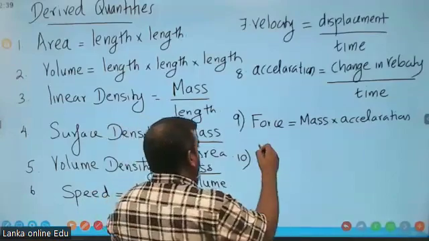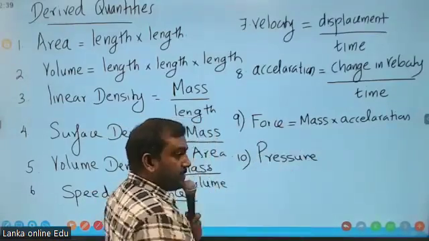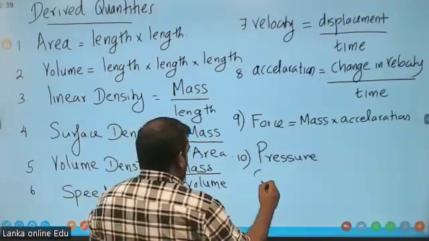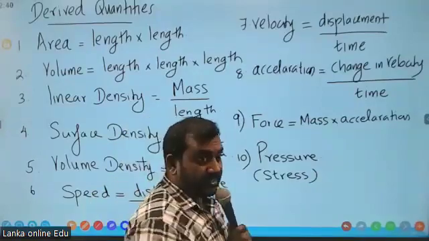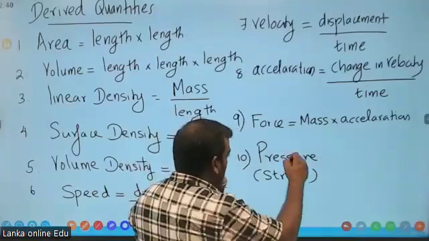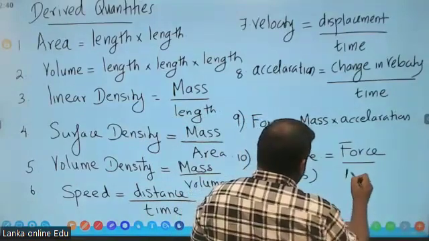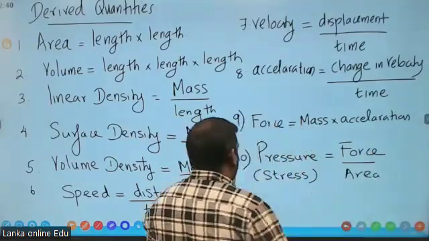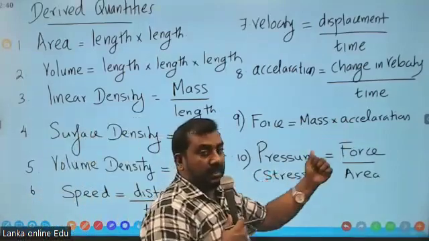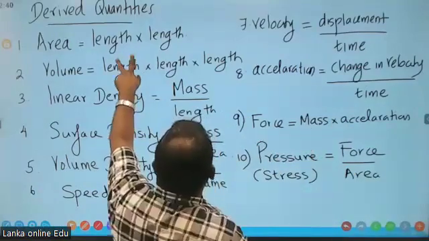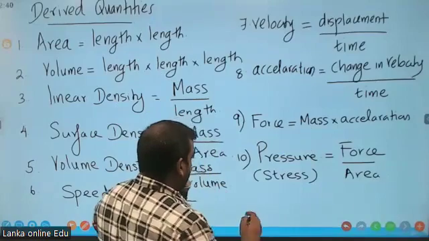Pressure. I gave another word for pressure. Stress. This is another word that we use. This is mechanical stress, not the physical stress that you get. So pressure is force divided by area. Force I can find using fundamental. Area also I can find using fundamental. Pressure or stress will be a derived quantity.